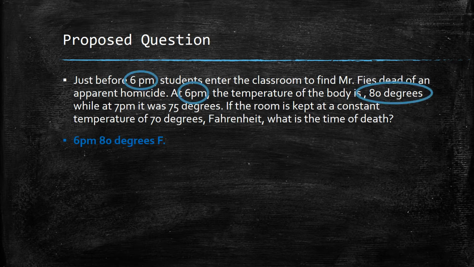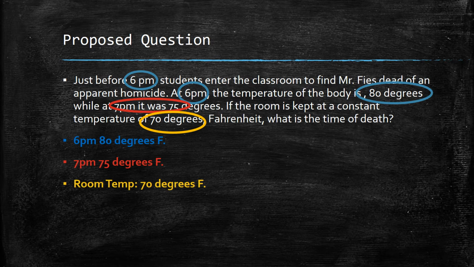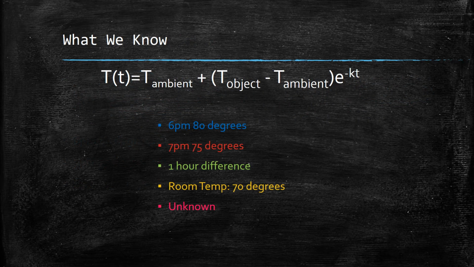Now that we have read the question, we can extrapolate the important information. And that would be that at 6 p.m., the body was at a temperature of 80 degrees, that at 7 p.m. the body was at a temperature of 75 degrees, and the room was kept at a constant temperature of 70 degrees. To solve for time of death, we must first solve for K. K represents the rate at which the body cools down as time goes by. We can do this by plugging in our given variables into Newton's law of cooling.